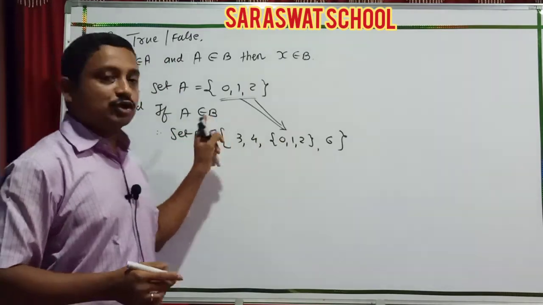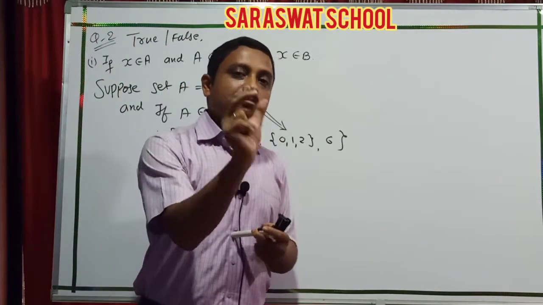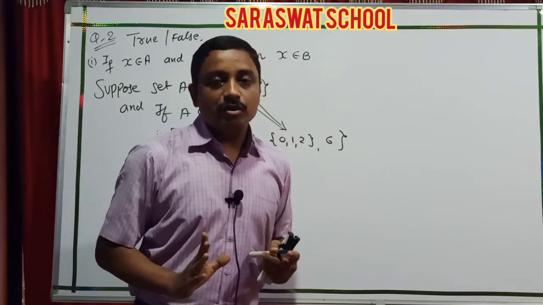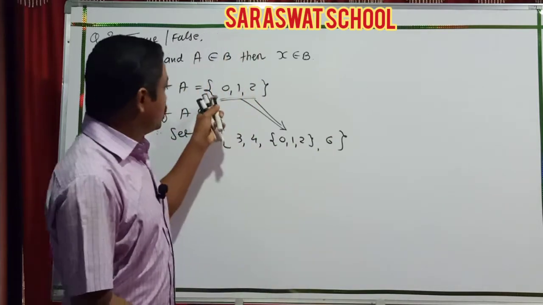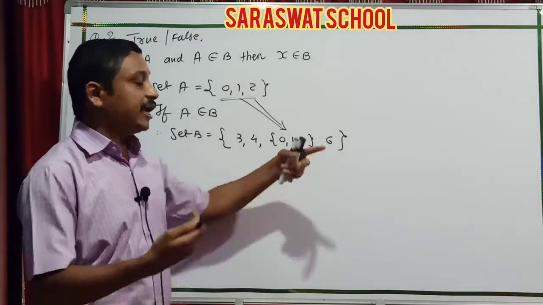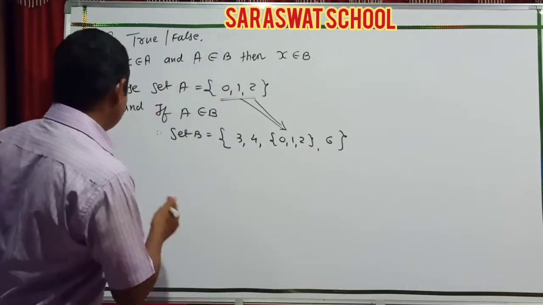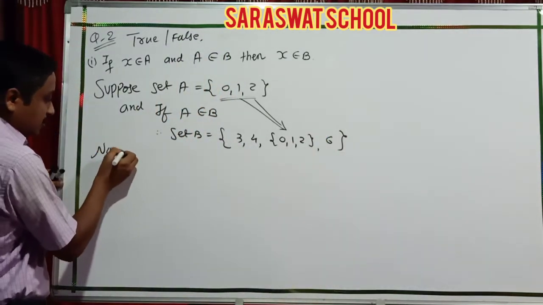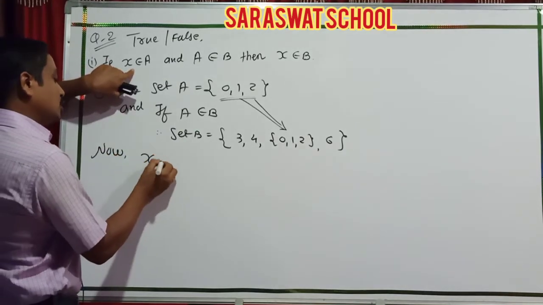Because A belongs to B means what? A is a member of B. So A's full value 0, 1, 2 is a member of B. That's why I wrote 0, 1, 2 and the others are any. Now check out the question. What is the question checking? X belongs to A.